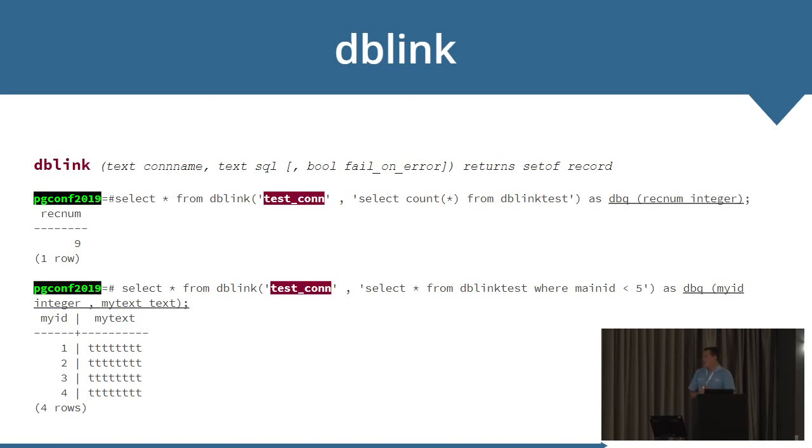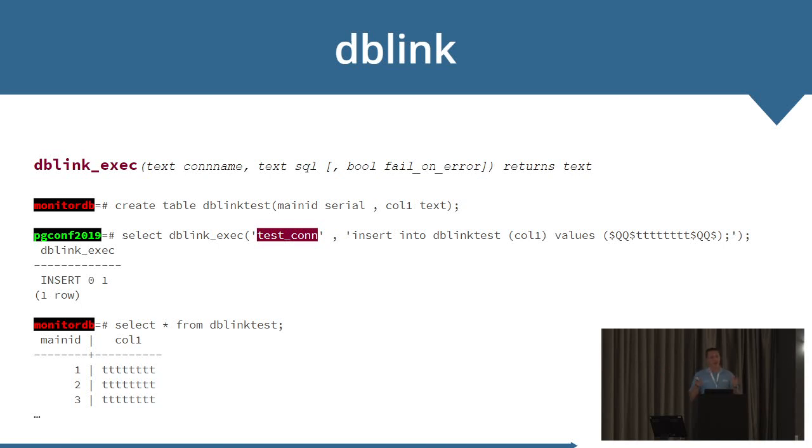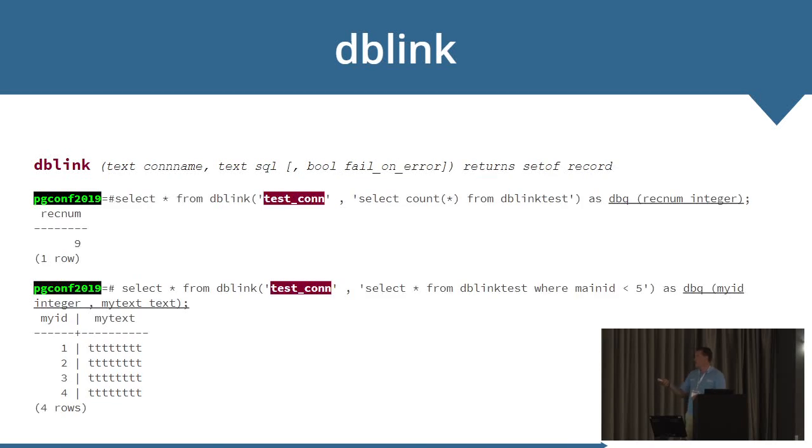The next example: in the previous slide, we would see the table is main ID, the column name main ID, and column 1. So in our second example, we would see select star from dblink test where our main ID is less than 5, but in our set of record aliases, we define my ID and my text as the column names, but the data types are the same. So then our result set would be my ID and my text. If you use the dblink, you would obviously use the same column names just to be more consistent, but that's just an example to show you that your column aliases can be anything you want them to be as long as the data types are the same.